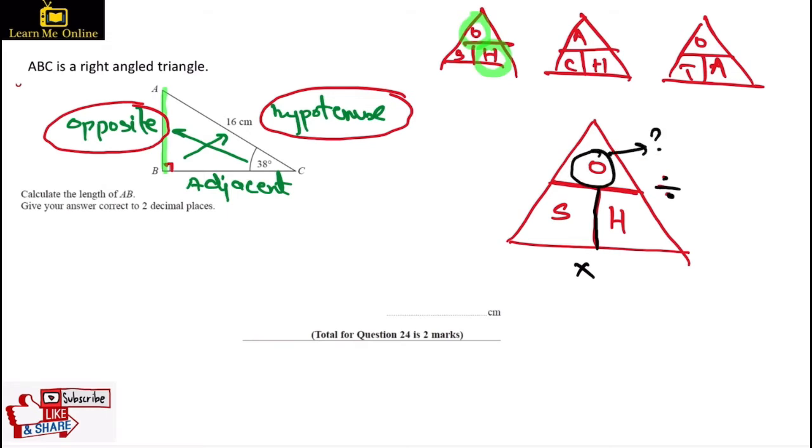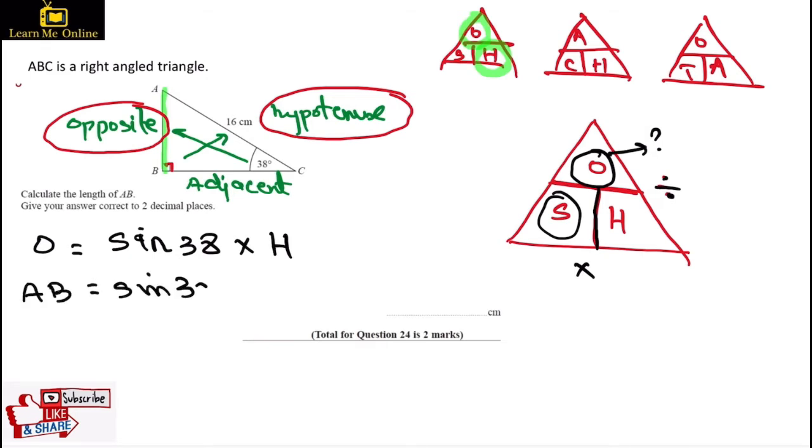So we write down that the opposite is going to be sine, this stands for sine, of whatever the angle is, 38, multiplied by H. The opposite in our case is the length AB, which we are looking for. Sine 38 remains as sine 38, and the length of the hypotenuse is 16. I'm going to substitute this in here. In your calculator there is a sine function. You type sine 38 times 16, and you get the length of AB, which is 9.85.